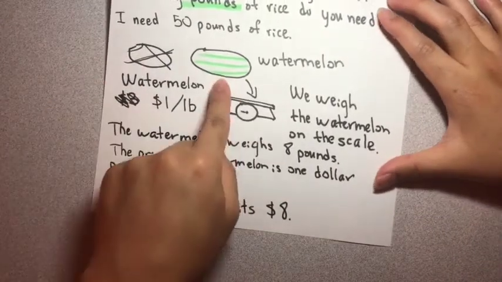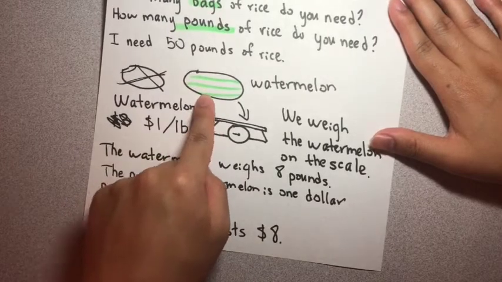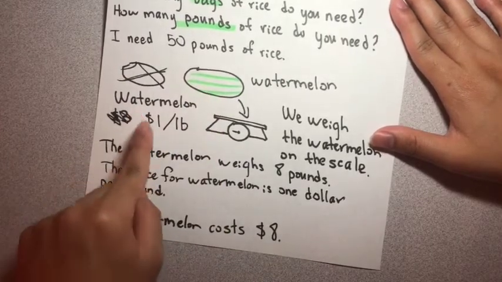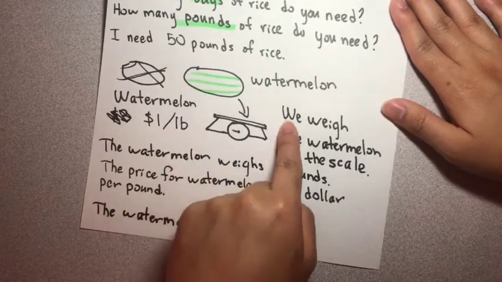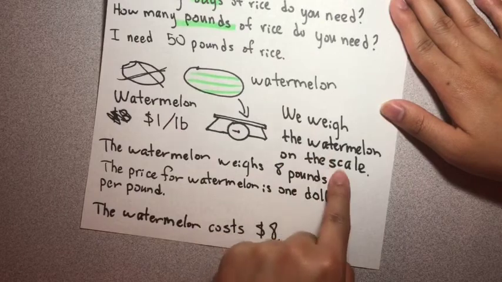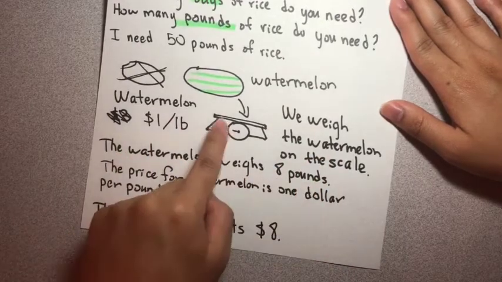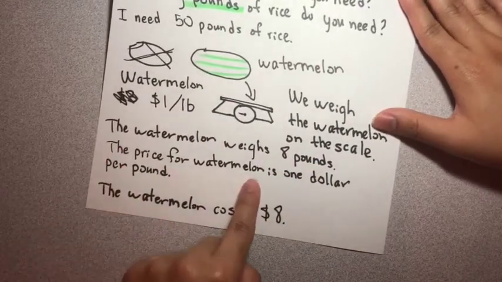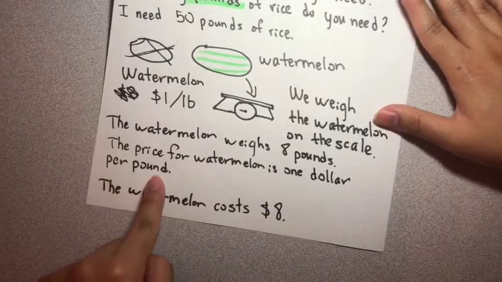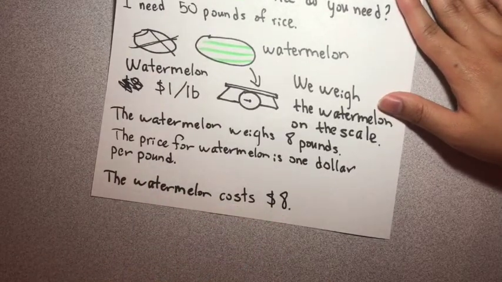So we went to the store and we want this watermelon. The sign next to the watermelon says, watermelon, $1 per pound. So we weigh the watermelon on the scale. The watermelon weighs 8 pounds. That's how heavy the watermelon is. The price for watermelon is $1 per pound. So the watermelon costs $8.